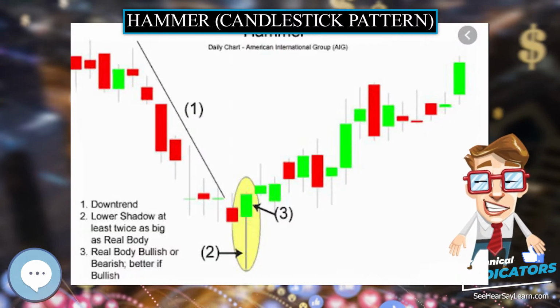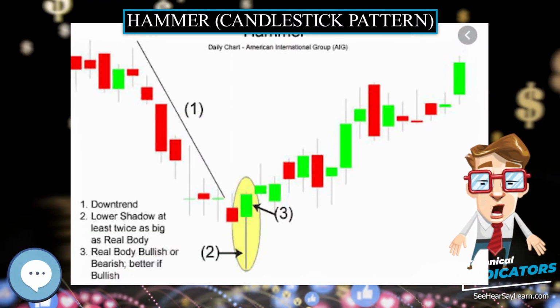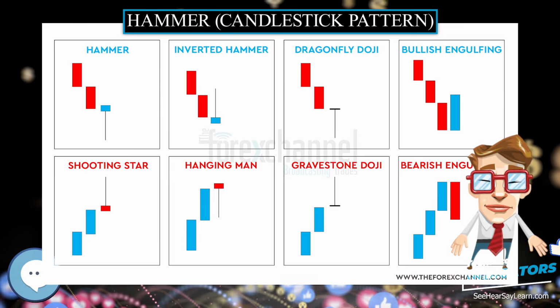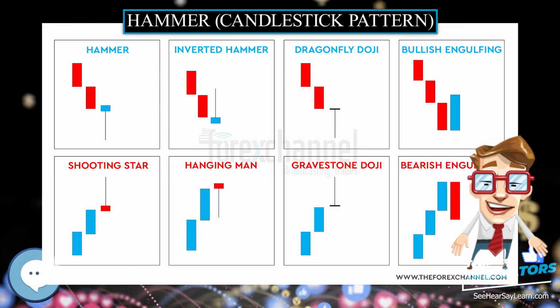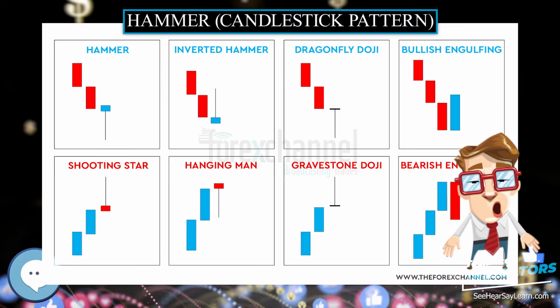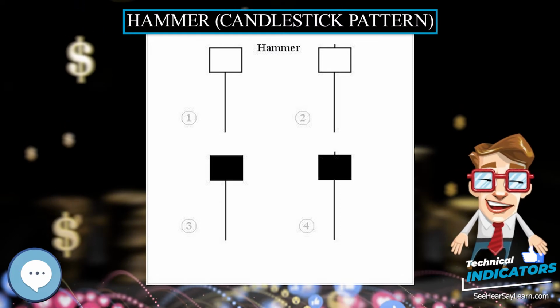In order for a candle to be a valid hammer, most traders say the lower wick must be 2 times greater than the size of the body portion of the candle, and the body of the candle must be at the upper end of the trading range.